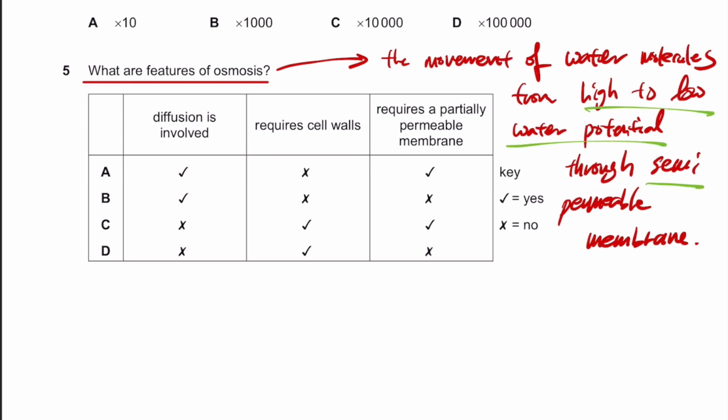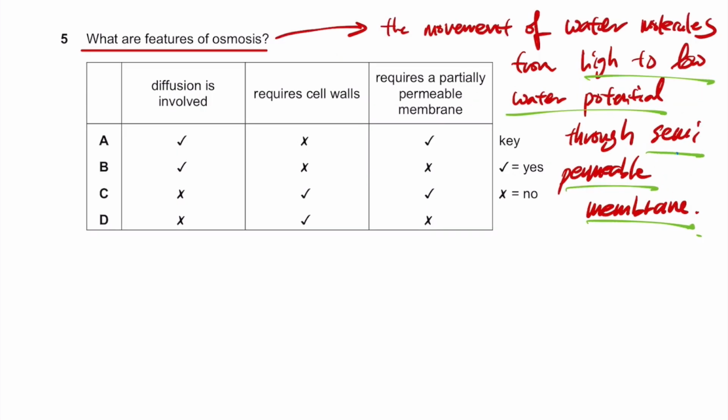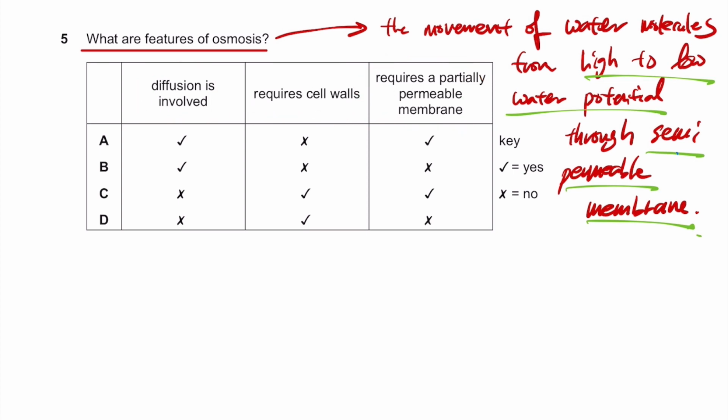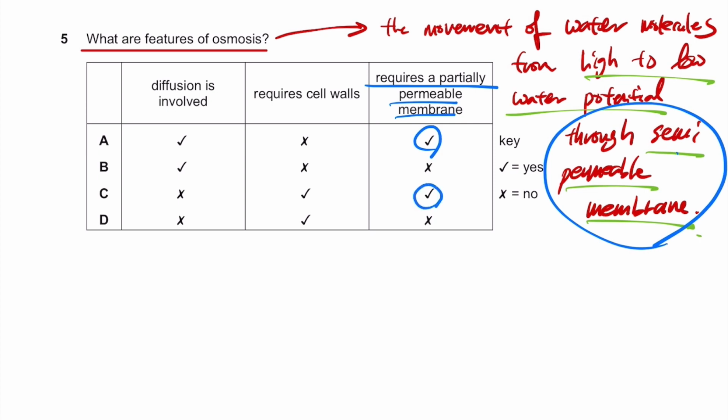Alright? So let's have a look at our options here. So first one is diffusion is involved, requires cell walls, requires a partially permeable membrane. Like I wrote it here on the right side. Yes, it requires a partially permeable membrane. So semi-permeable membrane and the partially permeable membranes are the same things. So it's either A or C.